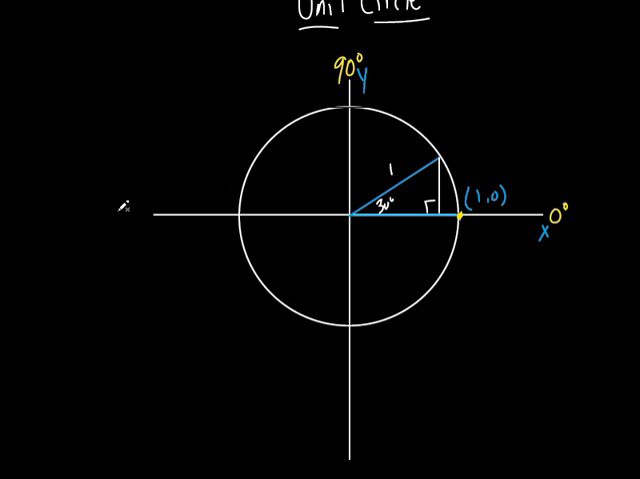And then what would this be? 180. And what would this be? 270. Okay. And then if I go back around the circle one more time, how many degrees would I get here? Right? So 0 degrees is the same place as 360, isn't it? You could keep going around the circle, but we'll just do it once.